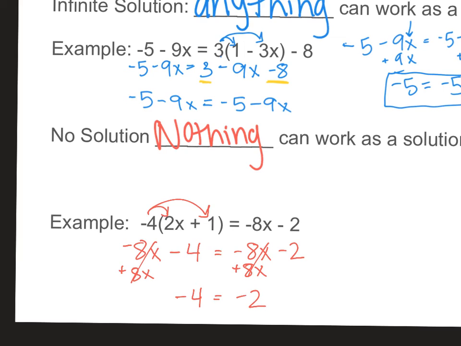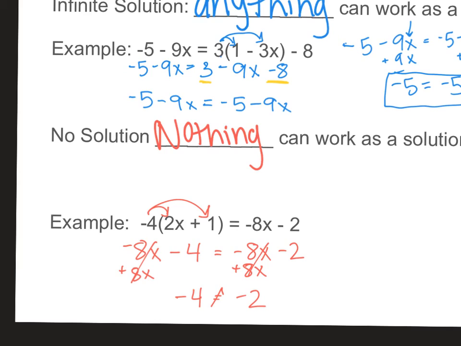Now, you don't need me to tell you that is not true. Negative 4 does not equal negative 2. There is nothing we could put in this equation to make it true or correct. Negative 4 is never going to equal negative 2. Math gets weird, but not that weird.